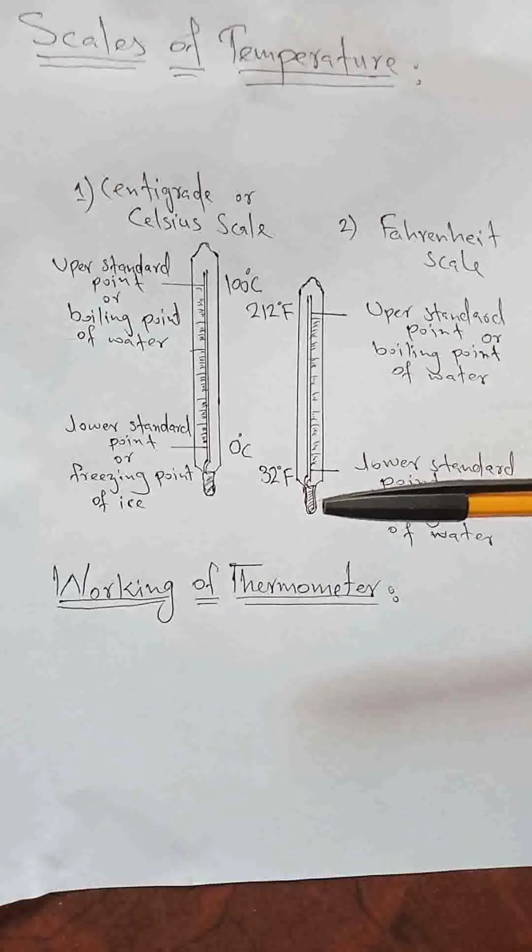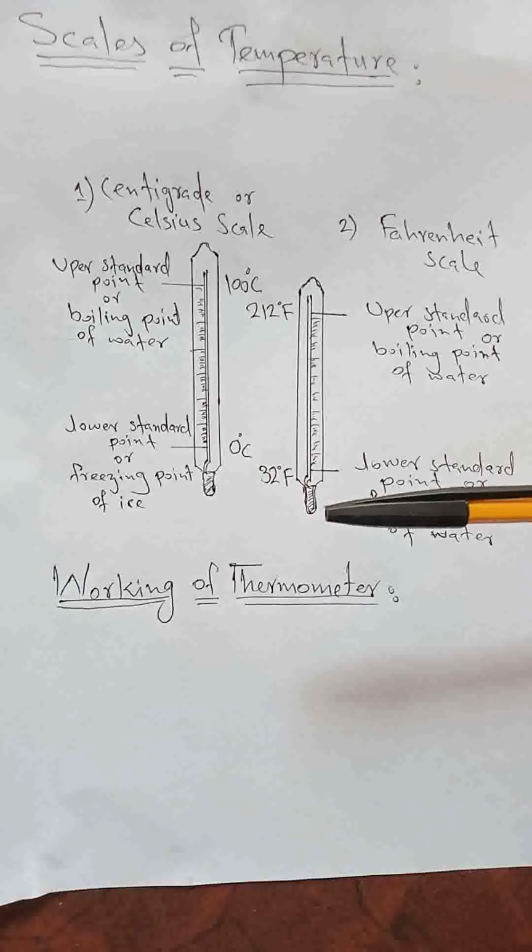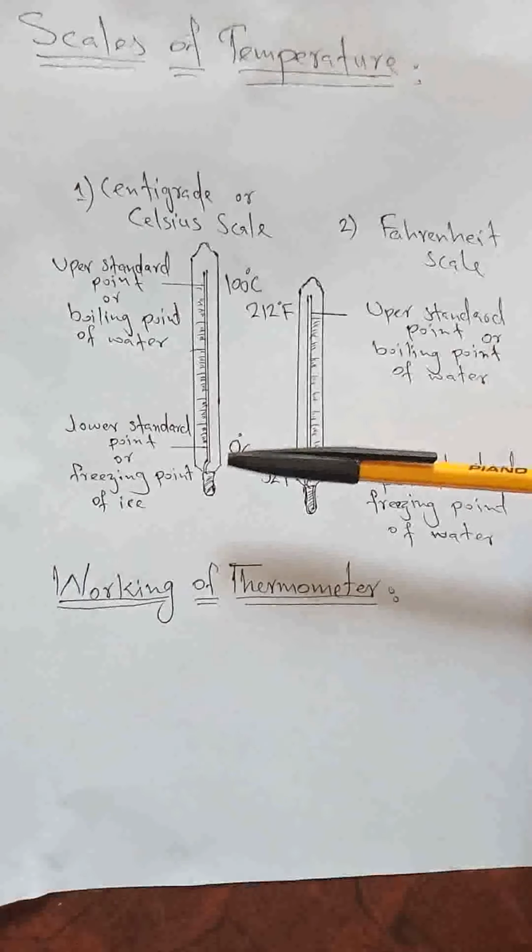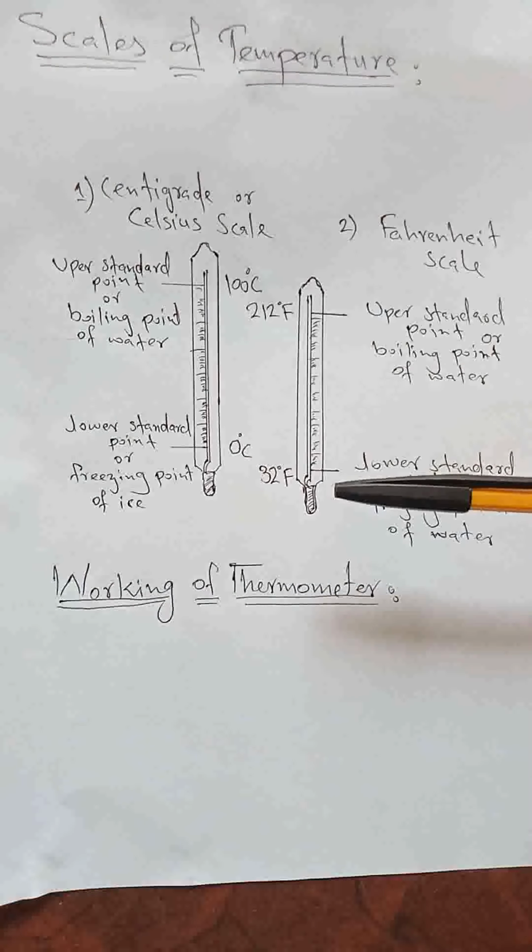The normal human body temperature is 36.9 degree centigrade on this scale and 98.4 degree Fahrenheit. This is all about today's topic.